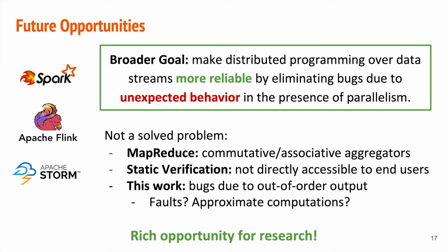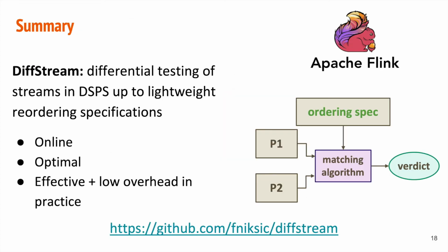And in this work, we looked at just a particular kind of bug, which is bugs due to out-of-order output, but we didn't handle other kinds of bugs, for example, in a setting where you have faults or approximate computations. And so this is a rich space for future research. In summary, I have presented DiffStream, a differential testing library for testing streams in distributed stream processing systems up to lightweight reordering specifications. And DiffStream is online, it's optimal, and it's effective and low overhead in practice.